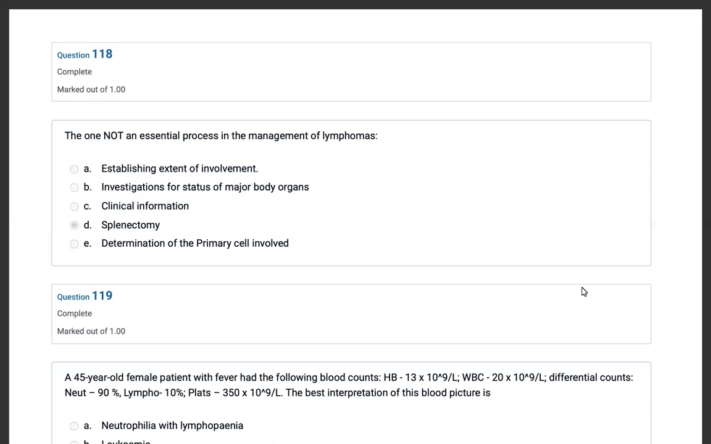Remember, yesterday we said that histology is a really important thing, and one of the things you want to do is check which cells are involved. Are we dealing with a B cell or a T cell type of lymphoma? So splenectomy is not that much of an essential process in the management of lymphomas. Among the first things, you don't want to start doing splenectomy. Rather, you want to check and investigate how well we have done until now.